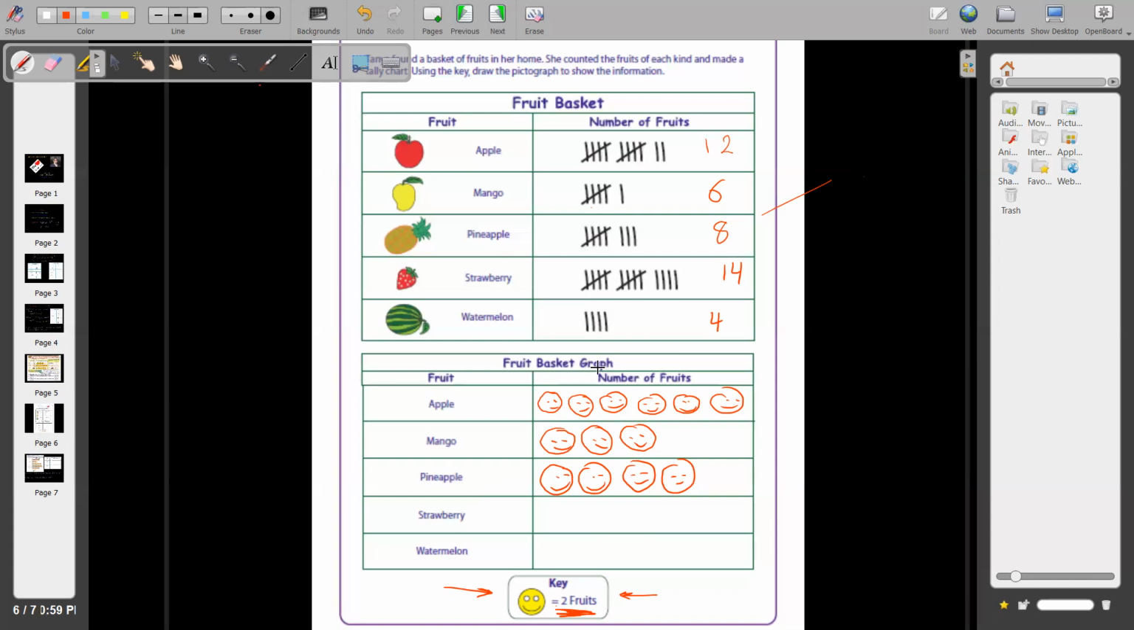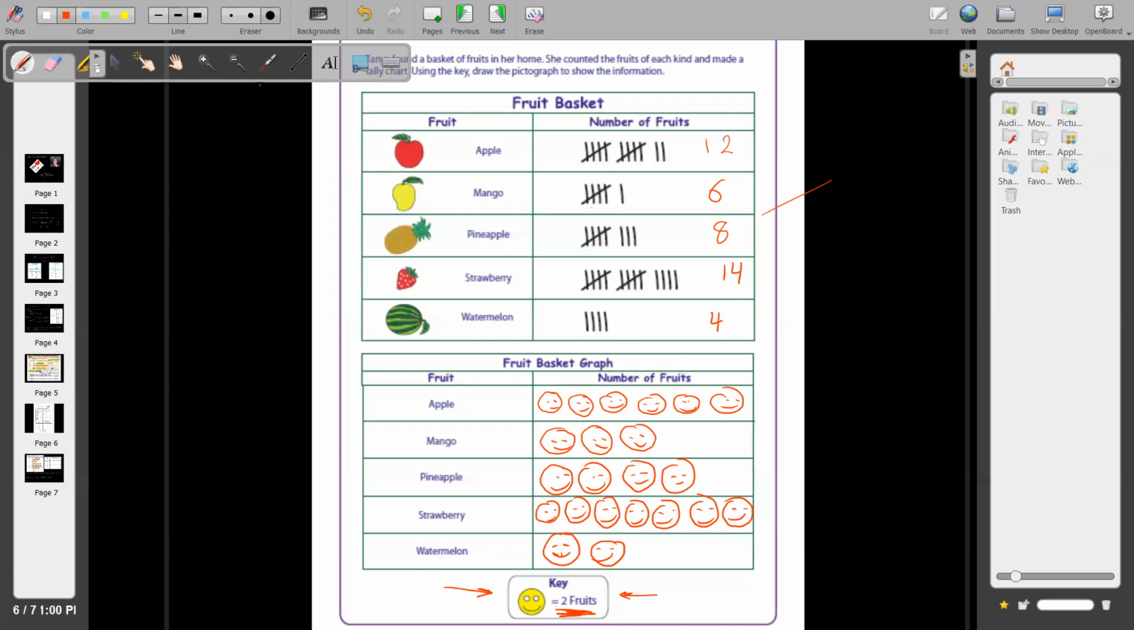How many strawberries? Strawberries 14. I should draw 7 faces because 2 times 7 equals 14. 2, 4, 6, 8, 10, 12, 14. Draw eyes. Watermelon 4. I draw just 2 faces. The first face represents 2. Another face represents another 2. This will be 4. Okay, we have finished this one.